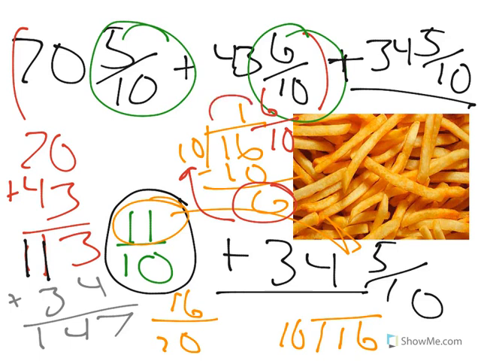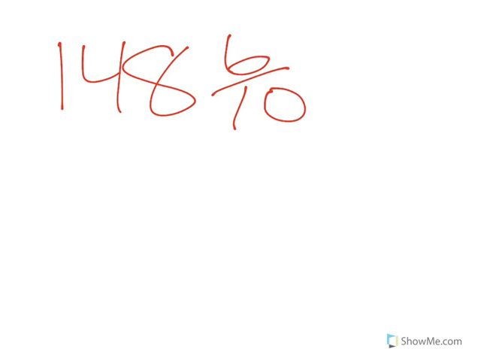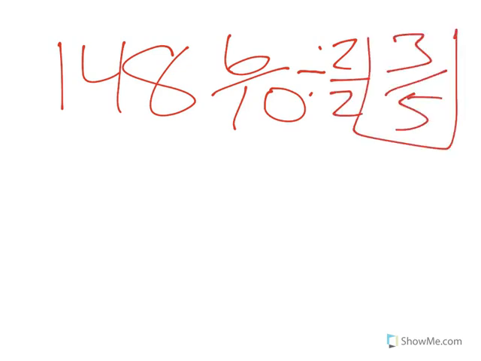So I have to add this 1 to 147. So I got 147 plus 1, which is 148. I know this is probably hard to follow because there's so much. So your answer would be 148 and 6 tenths. But that 6 tenths, they're both even, so divide the top and bottom by 2, and I get 3/5. So 148 and 3/5. That's a lot of work in this lesson.